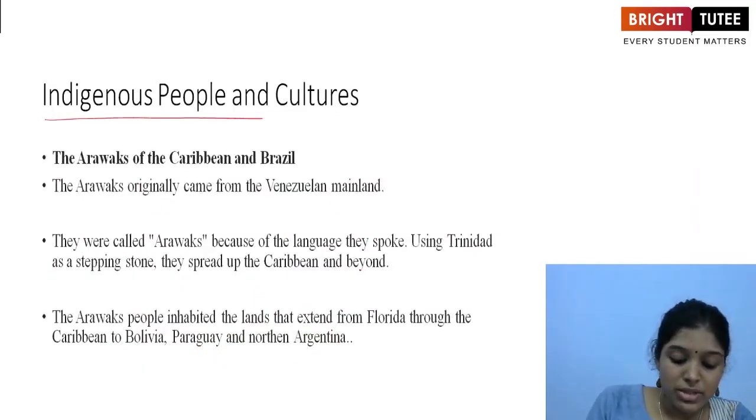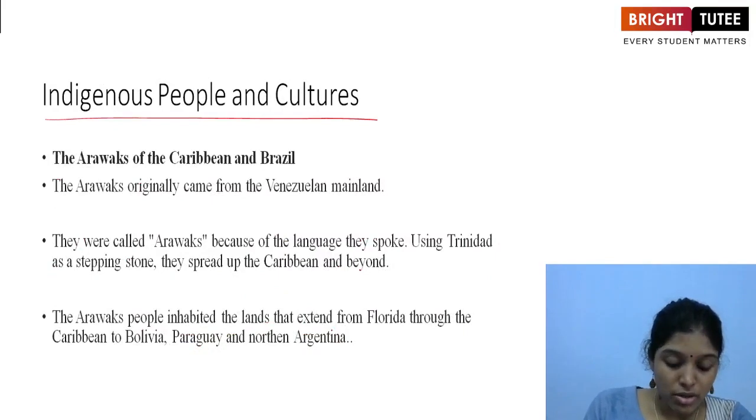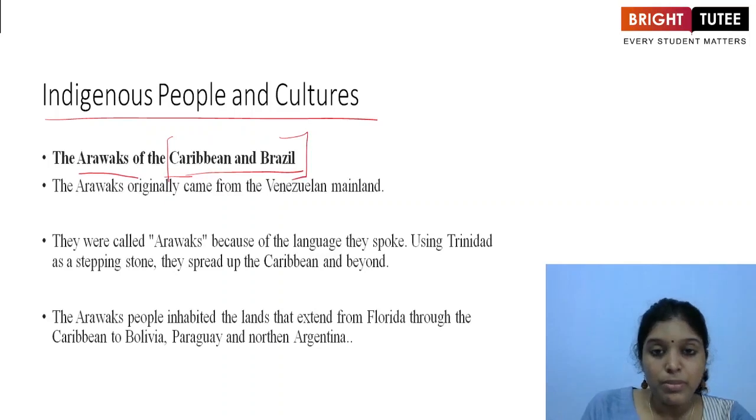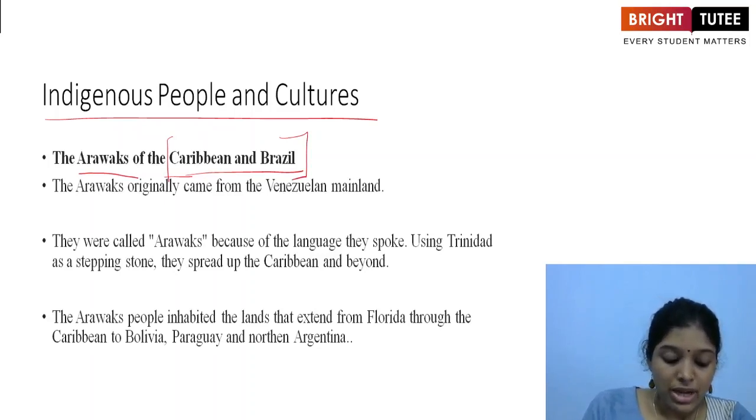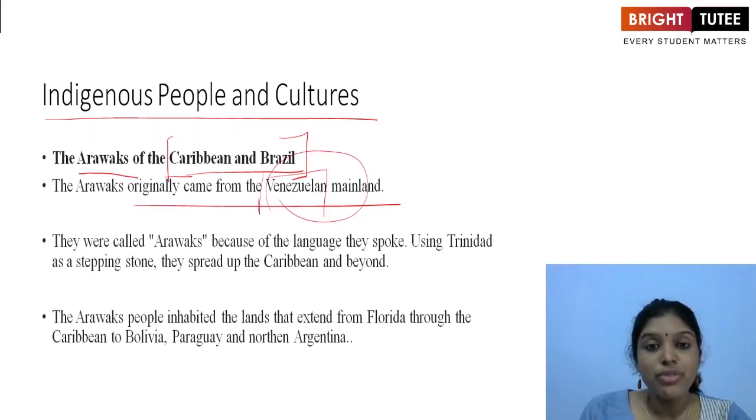Now we come to indigenous people and cultures. So the first section, or the indigenous people we are looking at, is the Arawaks of the Caribbean and Brazil. The Arawaks were people who were settled mainly in the Caribbean region and Brazil. The Arawaks originally came from the Venezuelan mainland. Venezuela is a place within Latin America, and the Arawaks had originally come from this region of Venezuela. And they were called Arawaks because of the language they spoke.